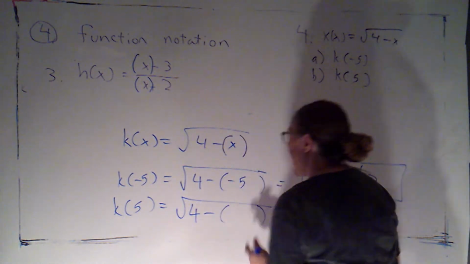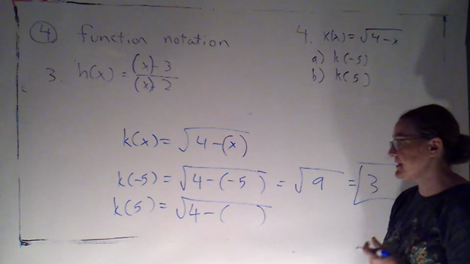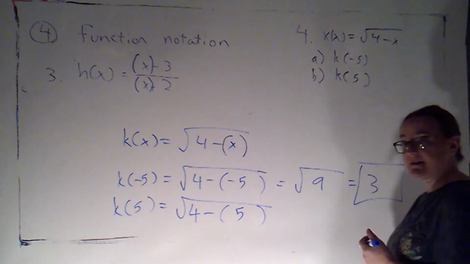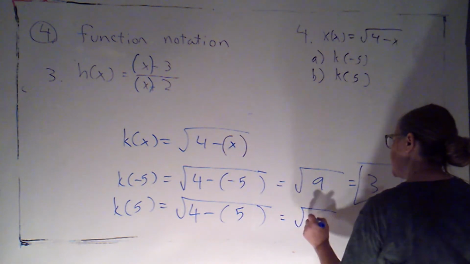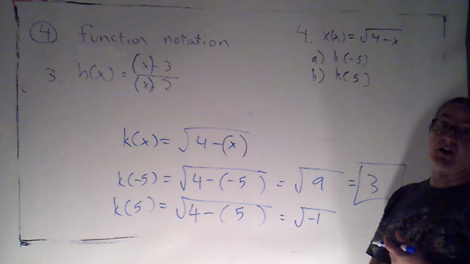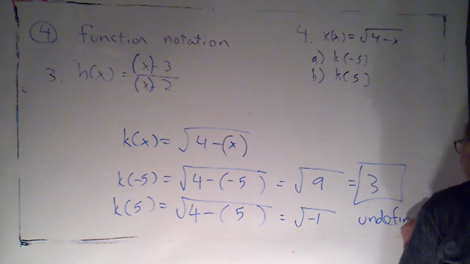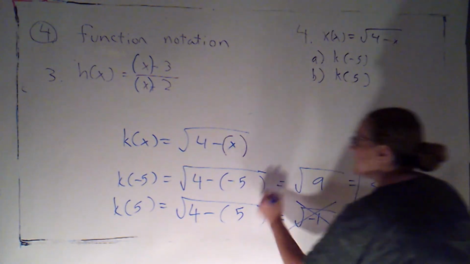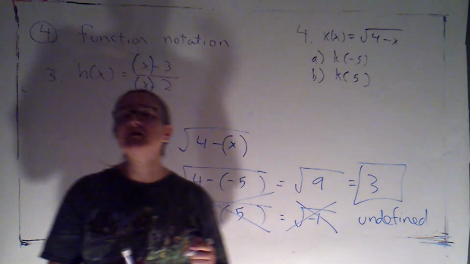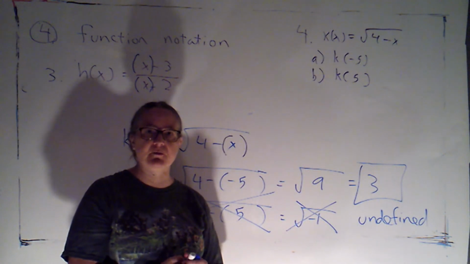Now, if I look at k of 5, again, I'm going to just copy my formula for k, replacing x with a placeholder for the input. Then what's in the parentheses there goes in the parentheses there. I'm going to get the square root of negative 1. Now I do have a negative under the radical, and so I'm going to say this is undefined. And again, I'm going to just cross it out. That tells me 5 was not in the domain of this function. It's not an acceptable input.